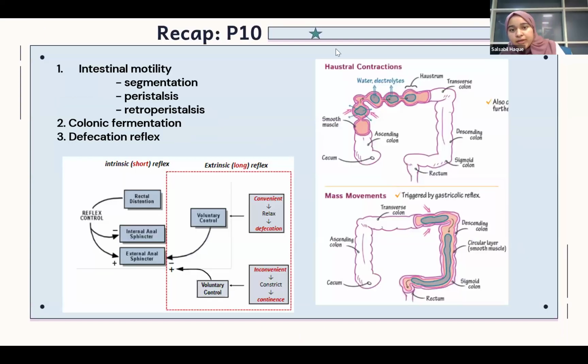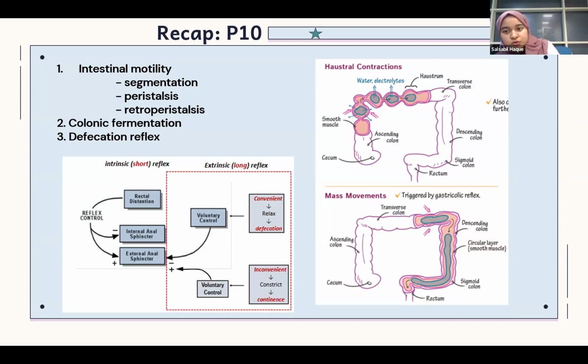All right, so this is a small recap on P10. Lecture 10 talks about intestinal motility mostly: segmentation, peristalsis, and retroperistalsis. Segmentation happens most significantly in the cecum and ascending colon, and maybe a part of the transverse colon. Segmentation, or haustral contractions, basically give time for the chyme, still not called feces, to absorb more water and electrolytes until it reaches the transverse colon.